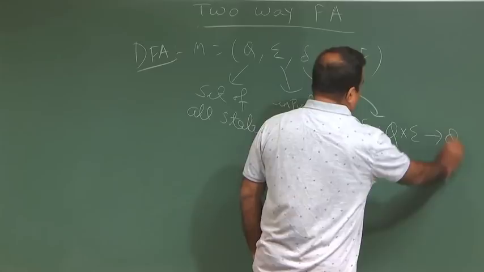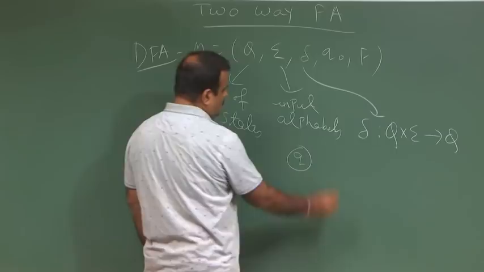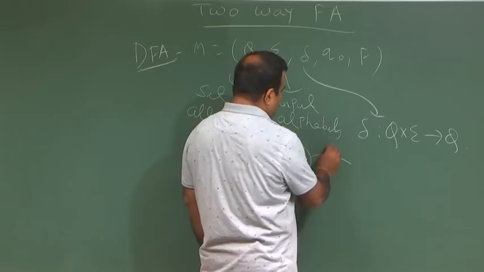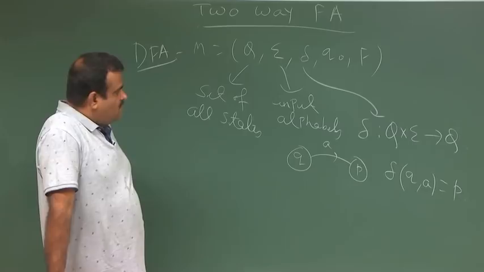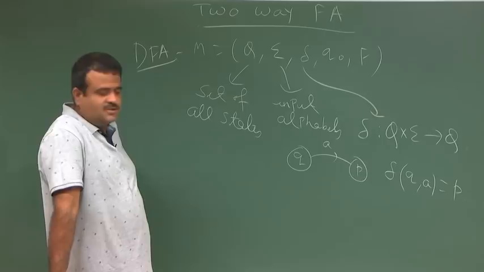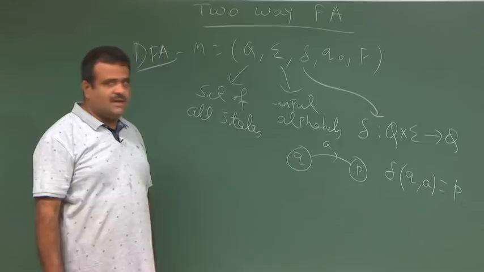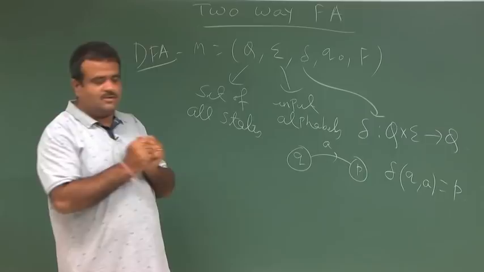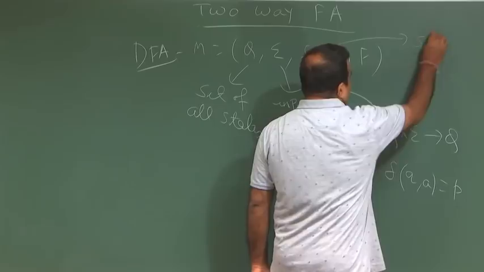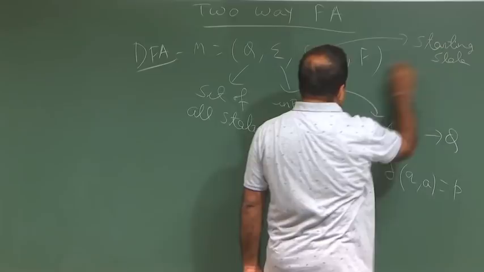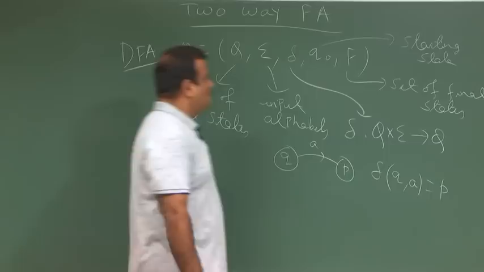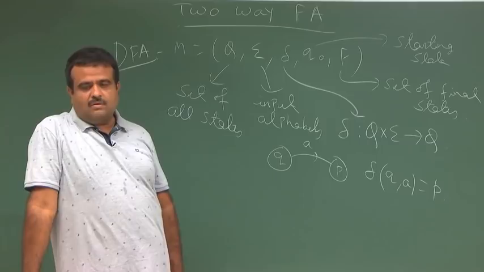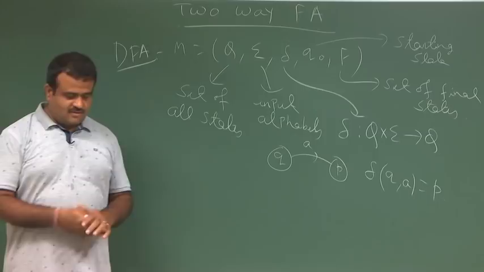So, given a state, suppose we are at state Q, and suppose we are reading an input alphabet A, we will go to state P. So, delta of Q comma A is equal to P. This is for deterministic move, this is for DFA, but in case of NFA the move is non-deterministic. We cannot have a definite P. There are options, this move is non-deterministic. And this we know is the starting state or the initial state, and this is the set of all final states. There may be one or many final states, but the starting state is one. Our finite automata starts from one starting state, that is represented by Q0.